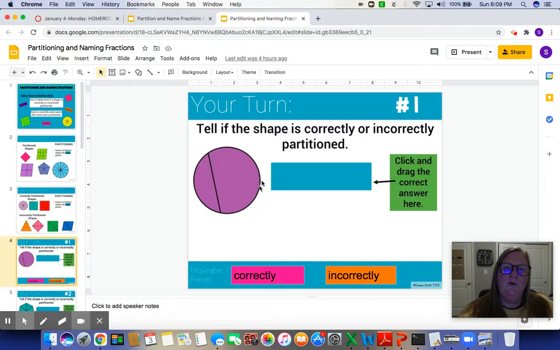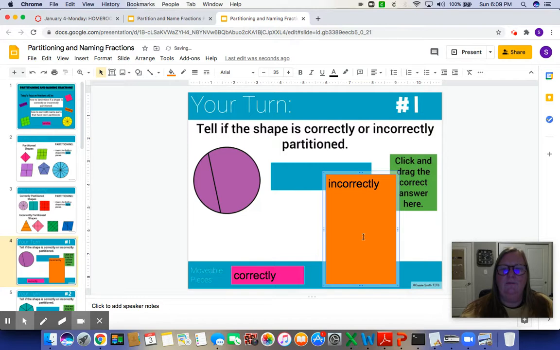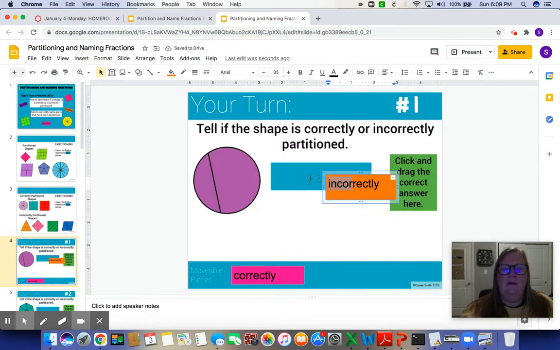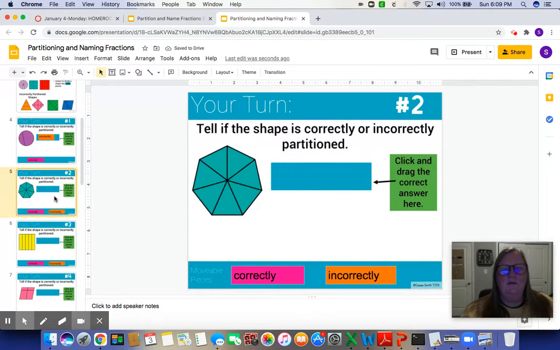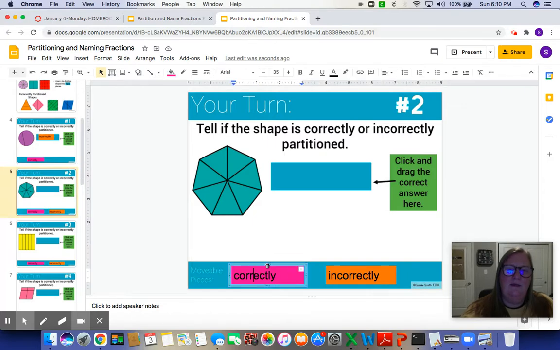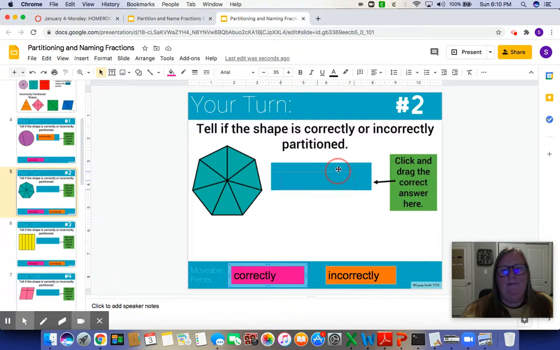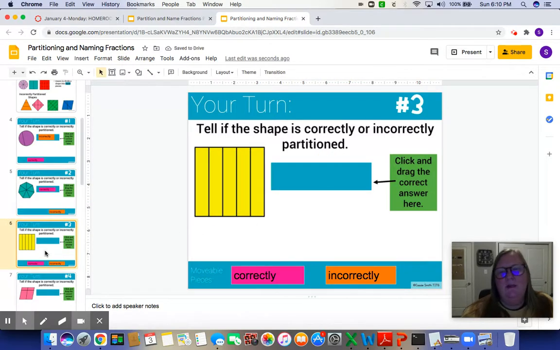If we look at this purple circle, we notice that it has a small piece and a large piece. So those are not equal. So we would drag the word incorrect up into this box. I don't know why it did that. There we go. Okay. Then the next slide, we'll look at this one. If you notice, all of the pieces are divided into the same equal amount, and there are 1, 2, 3, 4, 5, 6, 7 pieces. So we would click on correct and drag it up here. All right, and the next one, I'll give you just a minute to think about it.